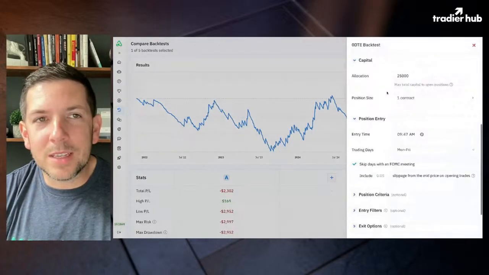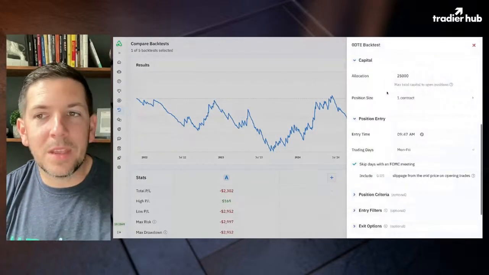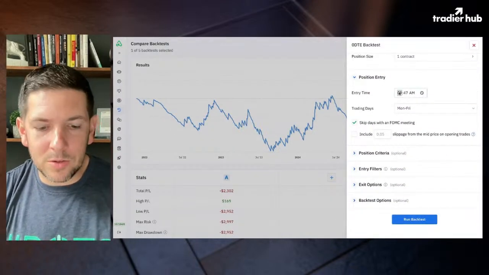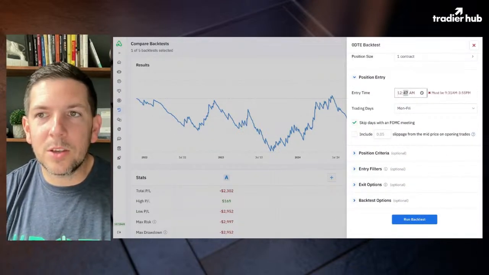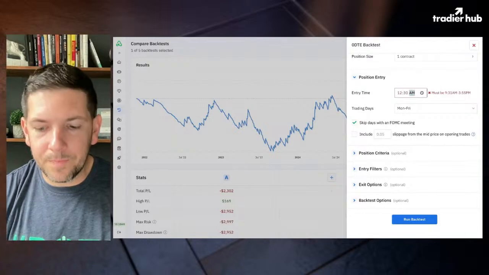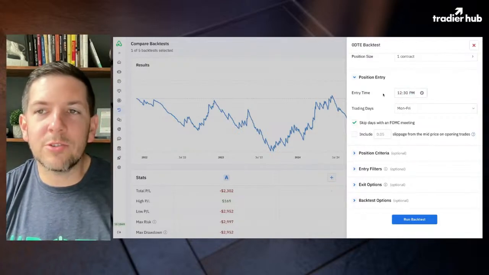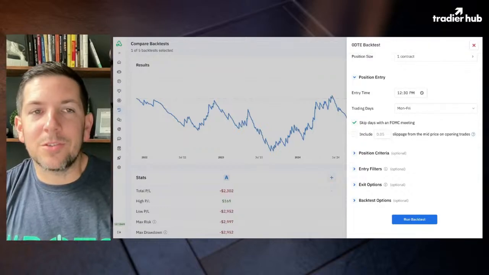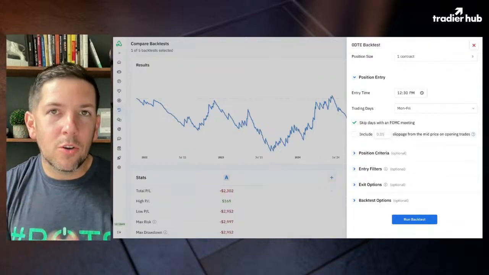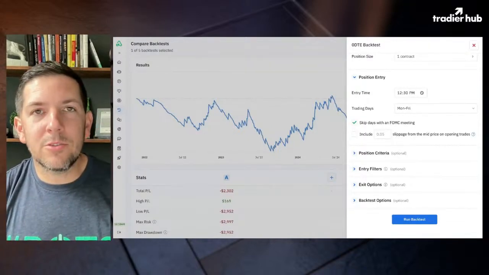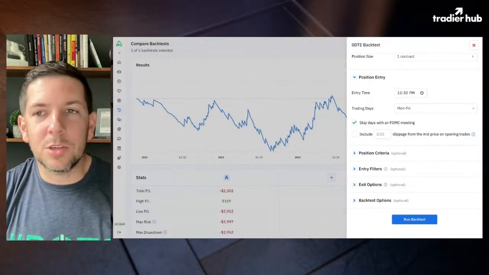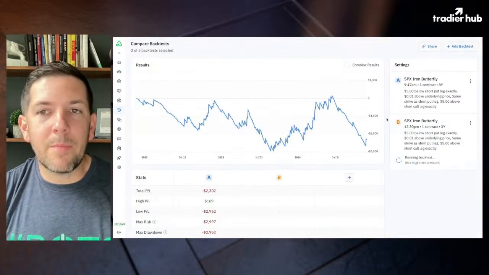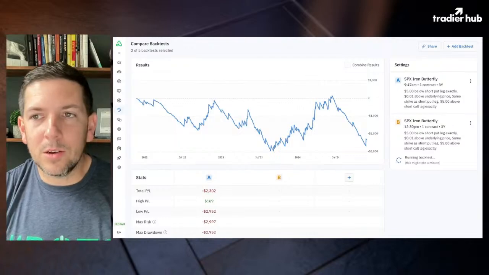Now this allows you to tweak it and find different strategies or different things that might work. So let's do this. Let's go out here to 12:30 p.m. Let's move our entry time out just a little bit and see if that does any better for us. So instead of entering a position early in the day, let's move that entry time out to just past noon, just past lunchtime. Same parameters for everything. Let's run that backtest and see if we do a little bit better.